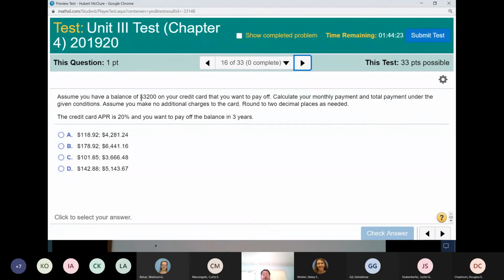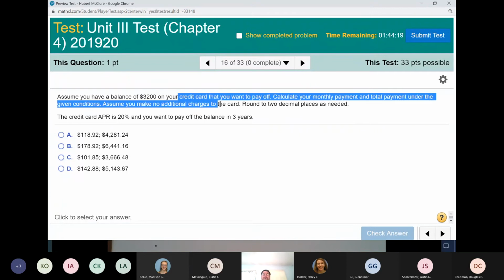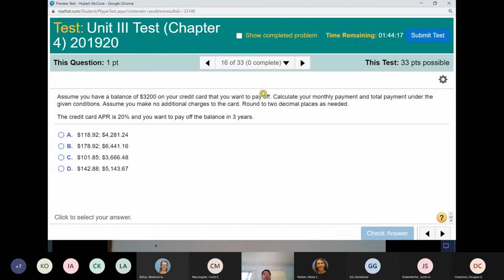Credit card, that's 4D. 20% interest. N is equal to 12. T is equal to 3. Because you want to make monthly payments.